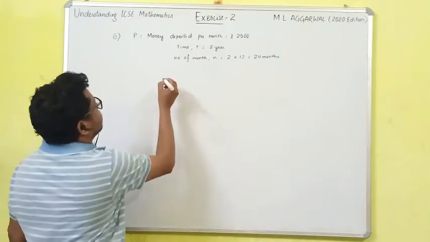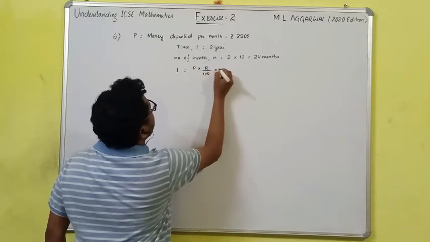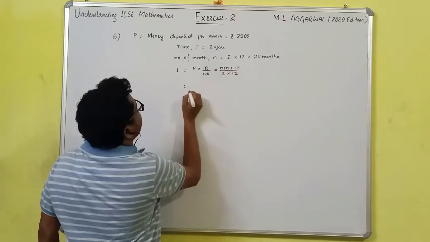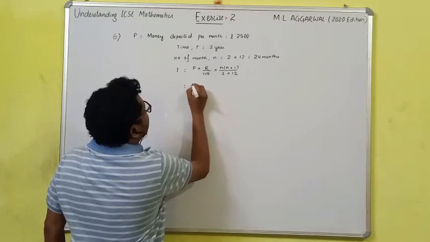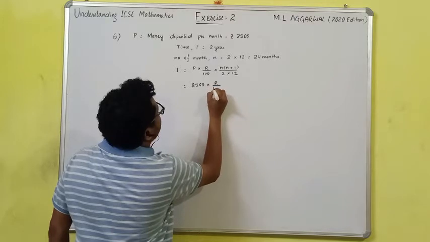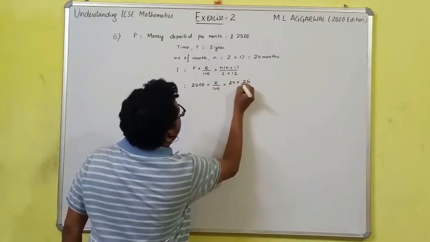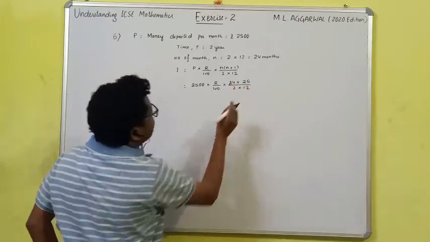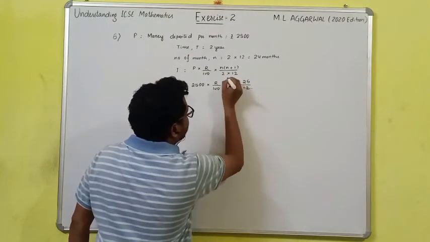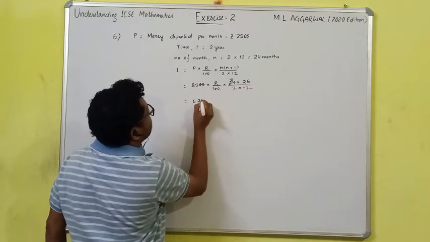The maturity value is 67,500. So first you go for the I. I is equal to P into R by 100 into n bracket n plus 1 by 2 into 12. So it will be equal to 2500 into R by 100 into 24 into 24 plus 1, 25. You can write it directly. Then 12 and 2 cancel, and the zeros cancel. Then it will be 625 R.